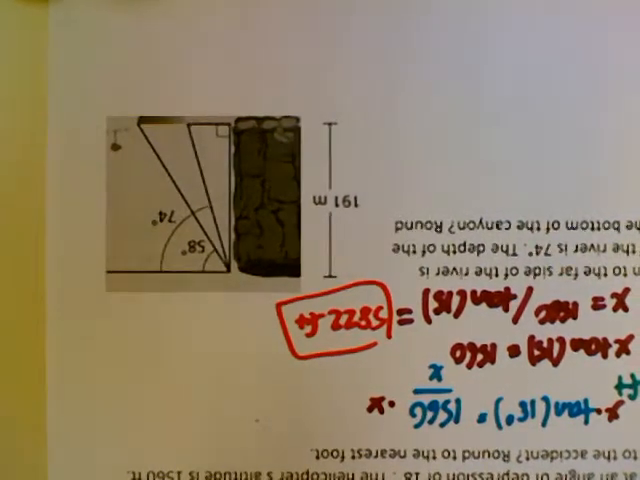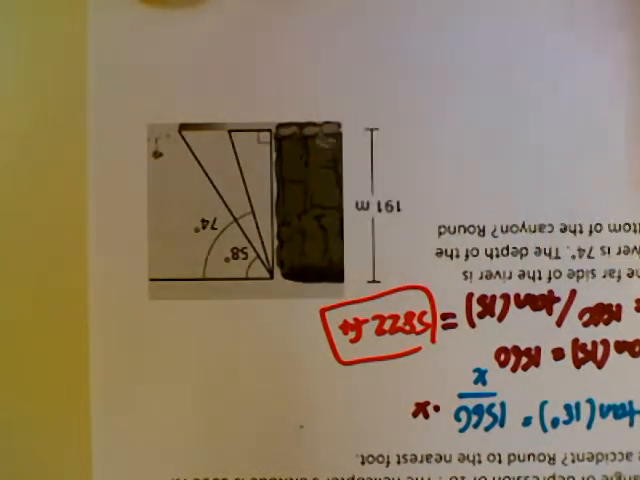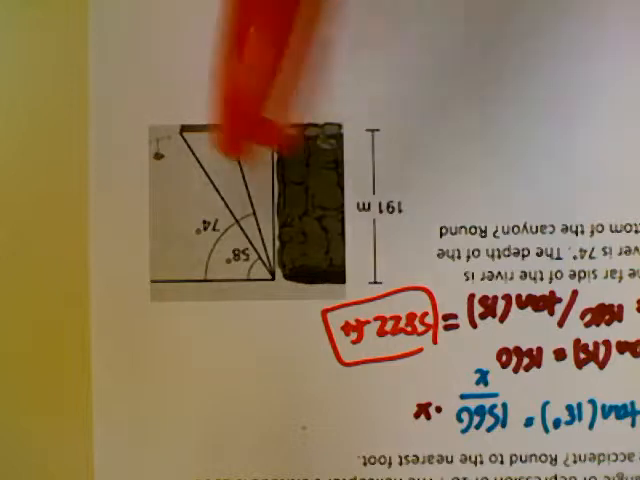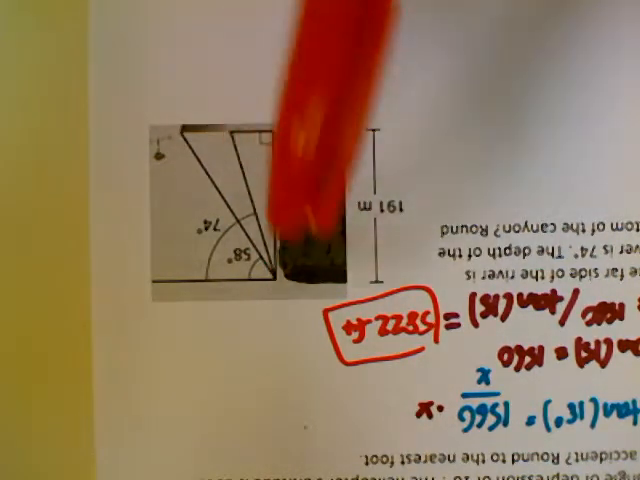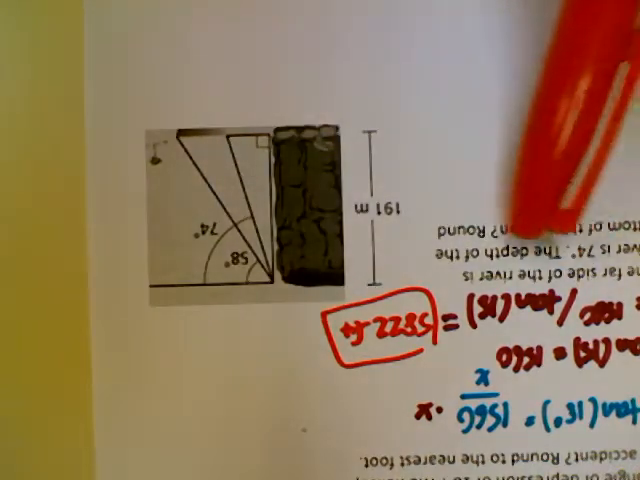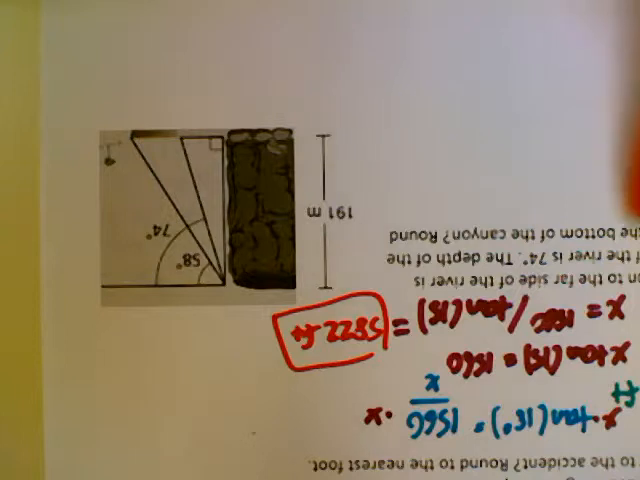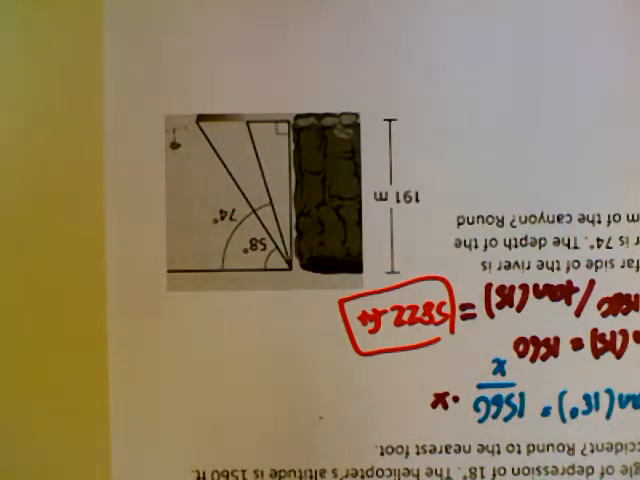The question says that you're standing at the top of this canyon and that the angle of depression to the far side of the river is 58 and the angle of depression to the near side of the river is 74. So if you look at it, the far side is 58, the near side is 74. It gives you the depth of the canyon as 191. It says, what's the width of the river at the bottom of the canyon? Round the length to the nearest meter. So you're looking for the width of this river.